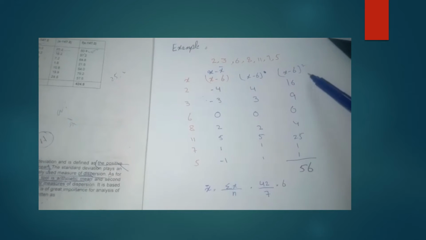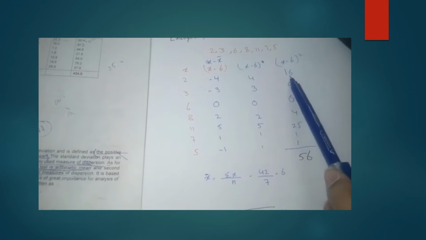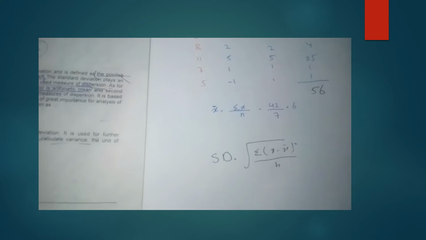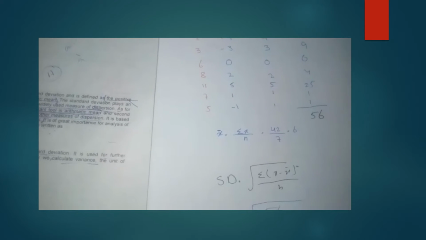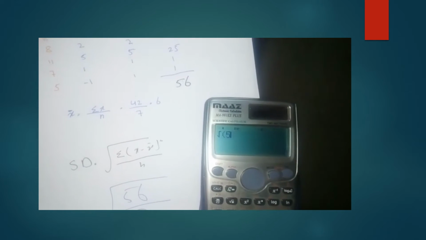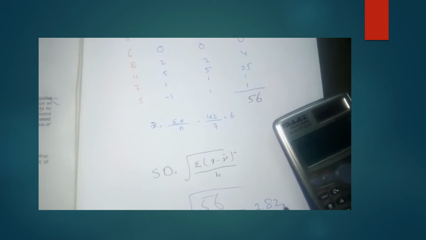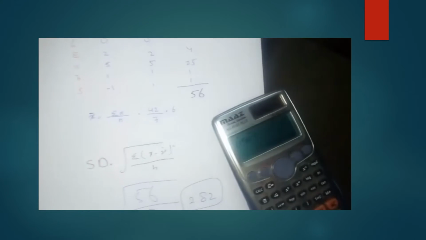Negative values are converted into positive, and the next step is to square. When we square, we get 16, 9, and so on, and the sum of this is 56. The next step is simply 56 divided by 7, and the answer is 2.82.